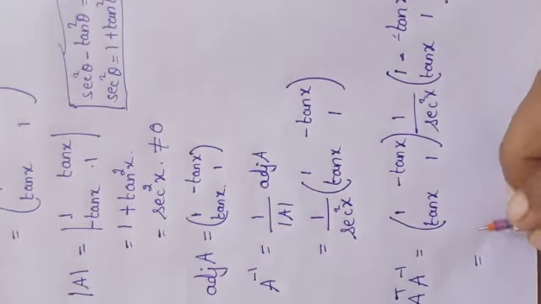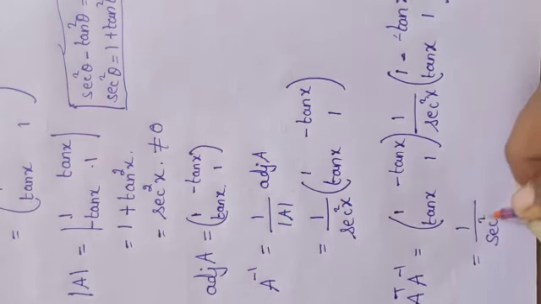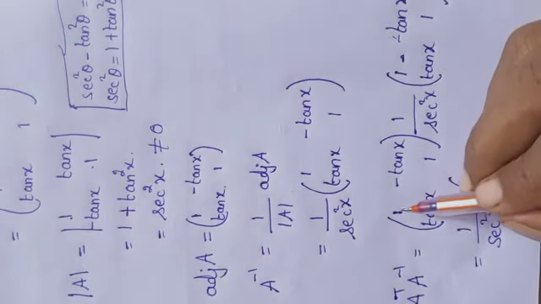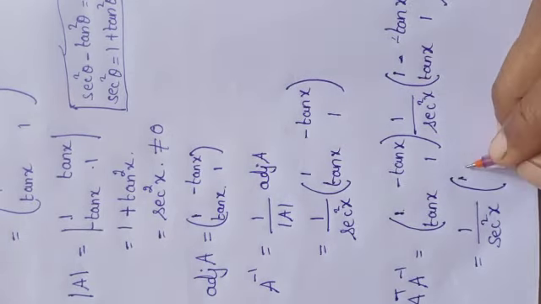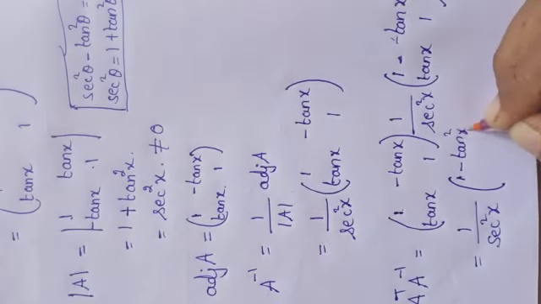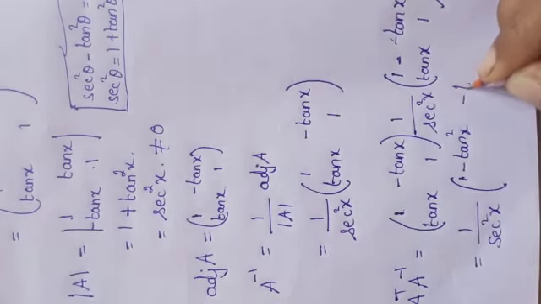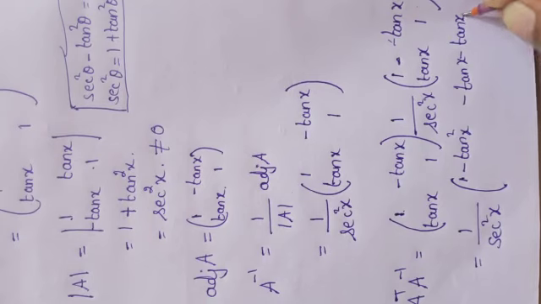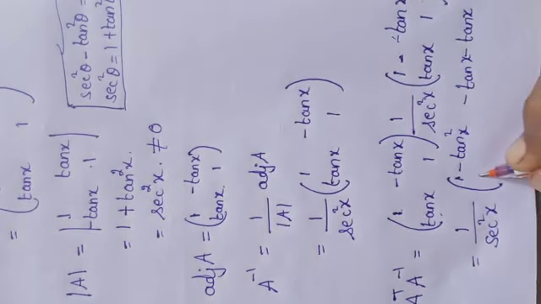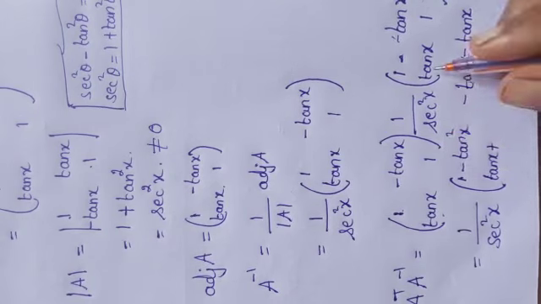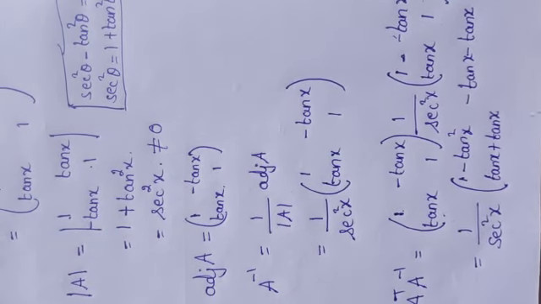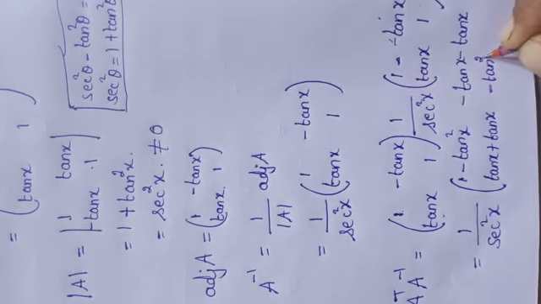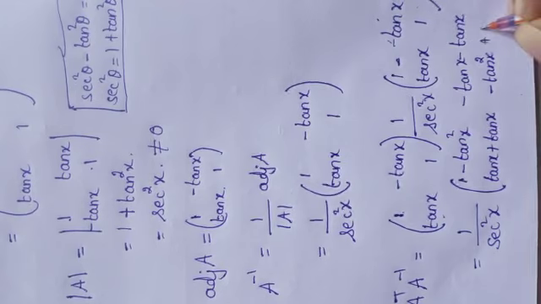So we can write first this value, that is 1 by secant square x into, shall we multiply? First row, first column, isn't it? 1 into 1 is 1, minus tan x into tan x is minus tan square x. Now this is minus tan x, and again minus tan x into 1 is minus tan x. Here tan x into 1 is tan x plus 1 into tan x is again tan x. This is tan x into minus tan x, minus tan square x, plus 1 into 1 is plus 1.